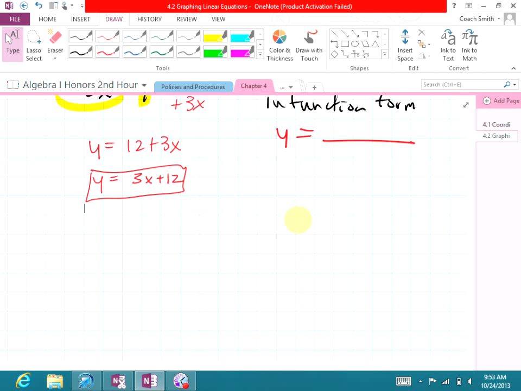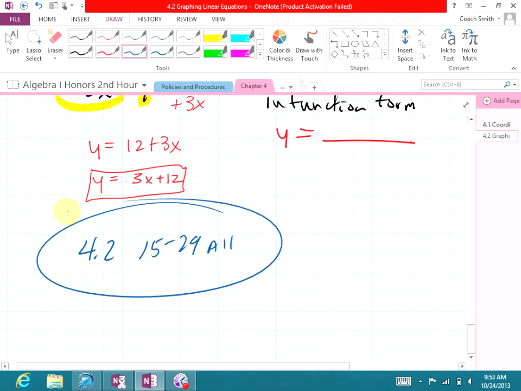Now, we're running short on time, so here's what we're going to do. I'm going to split this lesson up, homework-wise, into two days, because there's a lot of stuff you had to learn today. We're going to do the first part of it today. We're going to do 4.2, 15 through 29, all. And then we'll work on the other part of it tomorrow. All right? You may go.